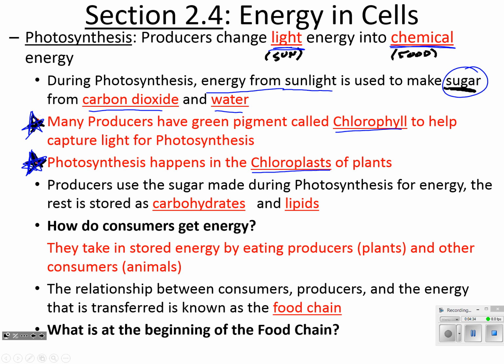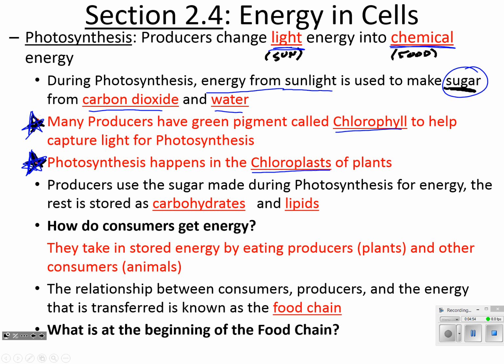Now, as a consumer like us, we take in stored energy by eating things. So we eat producers like plants, and we eat other consumers like animals. We eat that stuff, and it goes into our bodies where we can metabolize it, or change it into chemical energy that we can use.